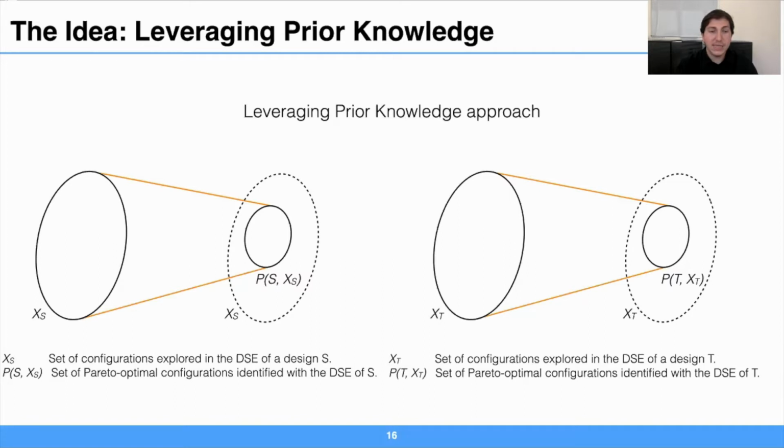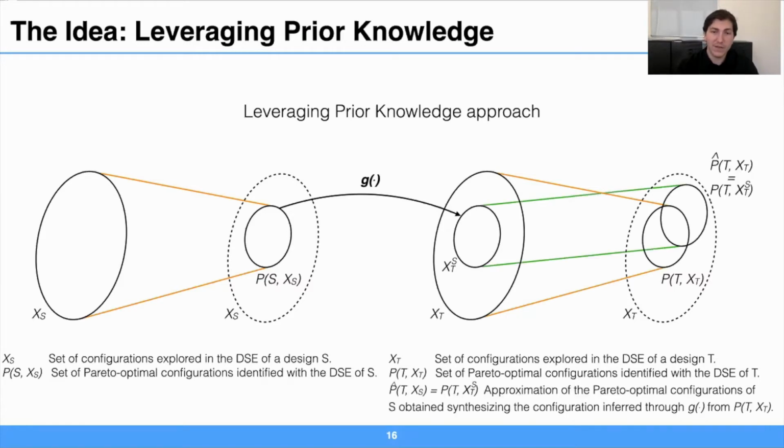So this leads to a few problems that we have to solve. First of all, we have to find a way to identify similarity among different applications. So given a new target application, we have to find a good candidate one from which we want to leverage the prior knowledge. Then once we have identified this source, we have to find a way to map the configurations from the source design space into the target one.